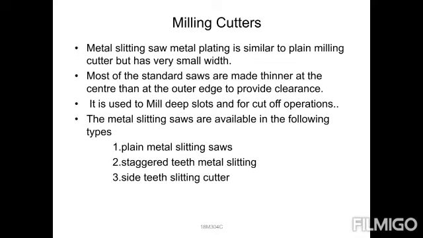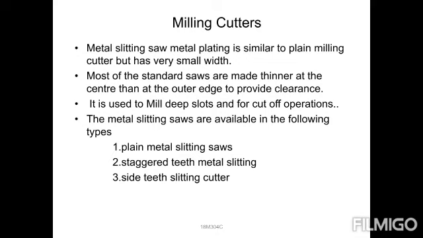Next one is the metal slitting saw. A metal slitting saw is similar to a plain milling cutter but has a very small width. Slitting you already know: slitting means parting off, cutting off, otherwise dividing. It acts just like a saw. It has a small width, meaning 2 mm, 3 mm type of cutter.